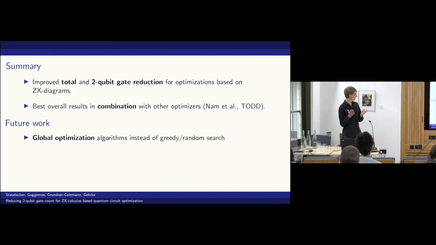And for future work, I think, as you might know, both greedy and random search are non-optimal. Greedy search gets stuck in local minima. I think it will be useful and further improve our results if we employ some kind of global optimization algorithm. And I think we could also greatly benefit from further exploiting the neighbor unfusion technique. So look at how we can insert spiders into a graph-like diagram in order to further simplify the diagram.